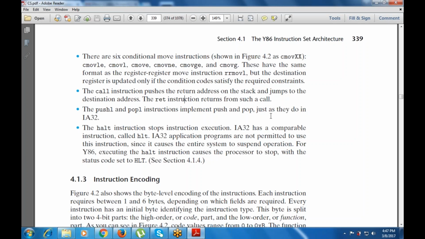Now what is the difference between the push and the pop? Push enters the data into the stack, and pop removes the data from the stack. So one is a push and one is a pop, that is used with the IA32 instructions, that is also known as the halt. And the IA32 instruction set application programs are not permitted to use this kind of instruction, since it causes the entire system to suspend operation.